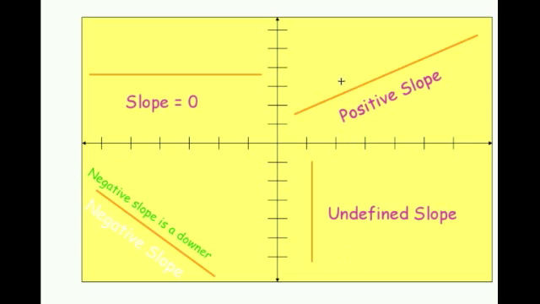Positive slope, it's running uphill. No slope, it has no rise. Negative slope, it's running downhill. And this is an undefined slope simply because there is no run, and in that case the run is 0. And any number divided by 0 equals undefined.